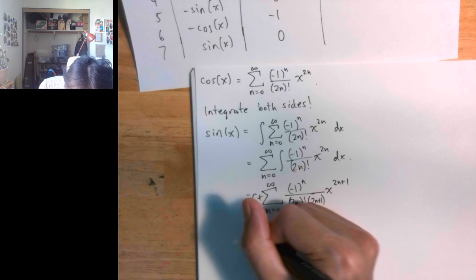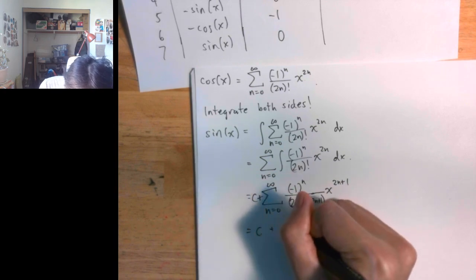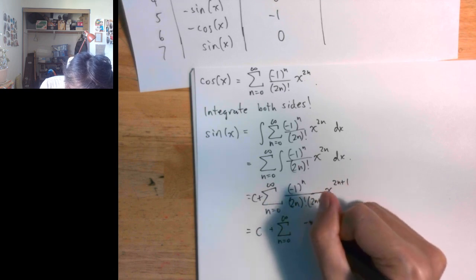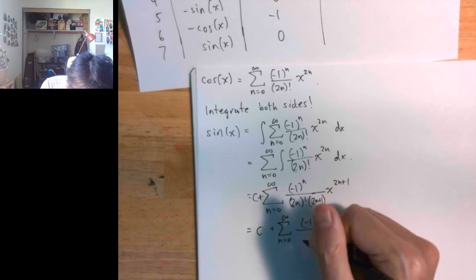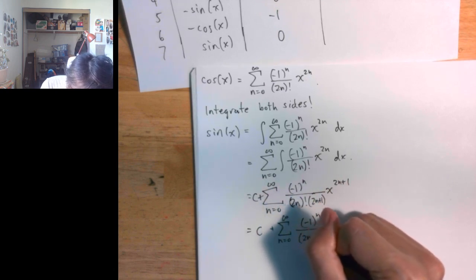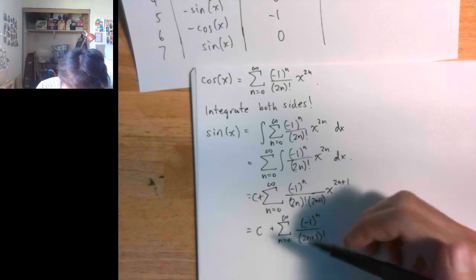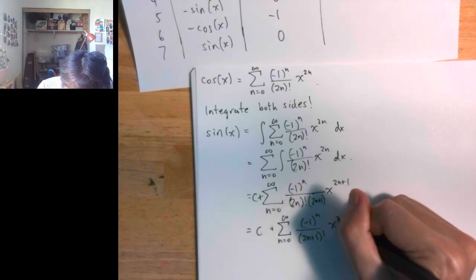Well, what is that? What is the synonym for 2n factorial times 2n plus 1? I hope you know that that's the same as 2n plus 1 factorial. Okay? And then we're going to multiply this by x to the 2n plus 1.